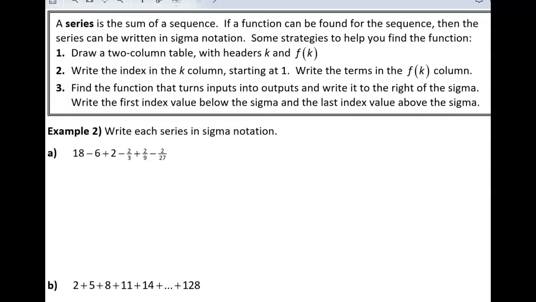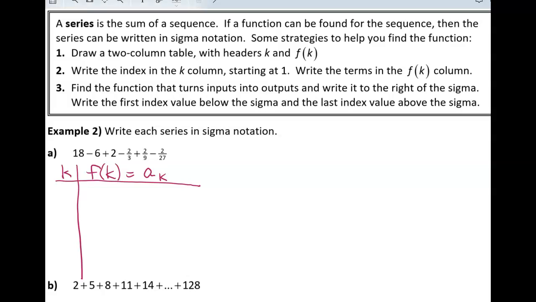So some strategies. You can draw a 2-column table with headers K and F of K, and write the index in the K column starting at 1, and then write the terms in the F of K column. And then we're just going to work with the pattern here to see if we can find a rule that will give us the function that turns the K's into F of K's. So we have K here, and we have F of K, which you can also call A sub K if you want. You could also use N instead of K for the input variable. It's really up to you.